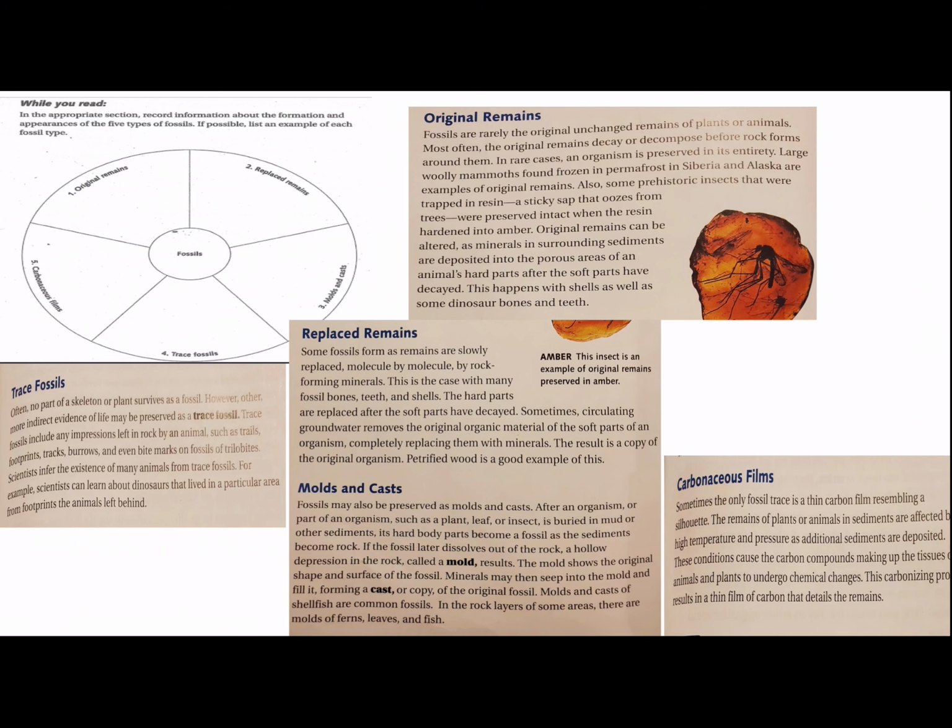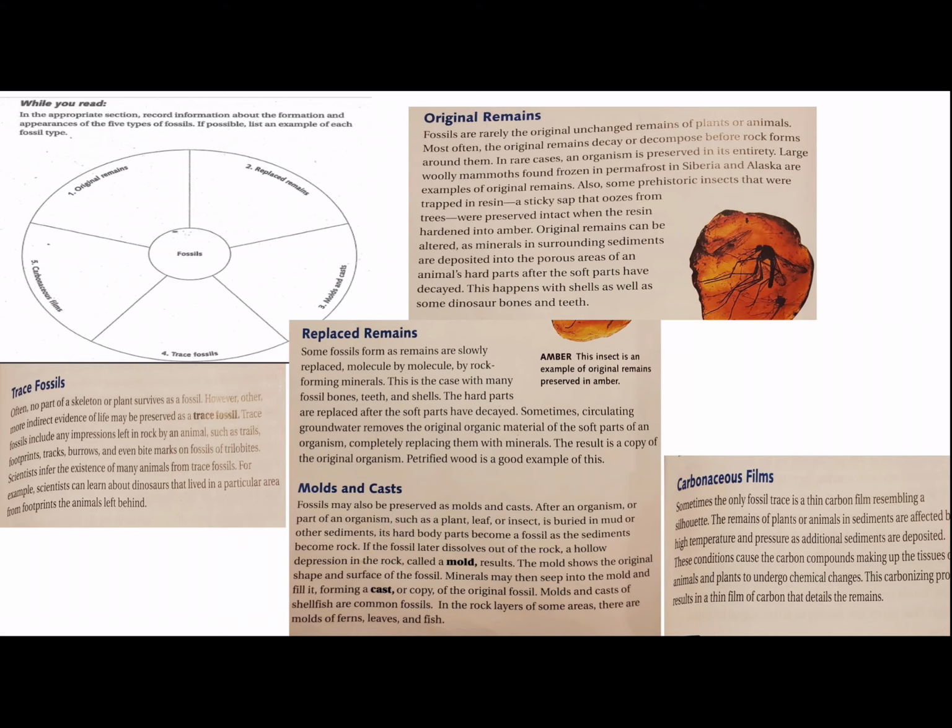So you'll see that you have your worksheet for 29.1, and it wants you to fill out the circle. Okay, so original remains. Fossils are rarely the original unchanged remains of plants or animals. Most often, the original remains decay or decompose before rocks form around them. In rare cases, an organism is preserved in its entirety. Large woolly mammoths found frozen in permafrost in Siberia and Alaska are examples of original remains. So in box number 1, put woolly mammoths as your example.